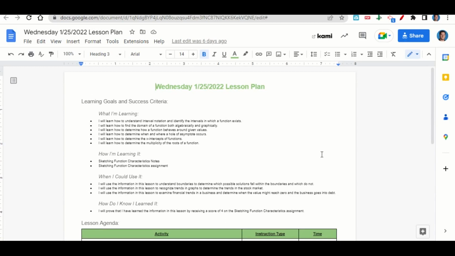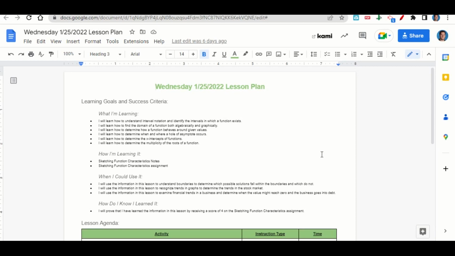We're learning how to understand interval notation and identify the intervals in which a function exists, how to find the domain of a function both algebraically and graphically, how to determine how a function behaves around given values, how to determine when and where a hole or asymptote occurs, how to determine the x-intercepts of a function, and how to determine the multiplicity of the roots of a function.